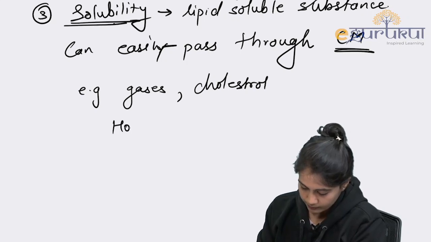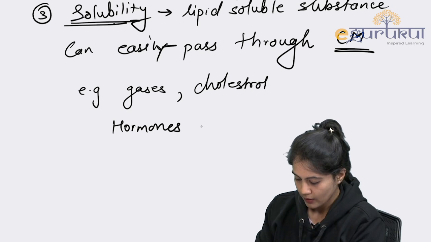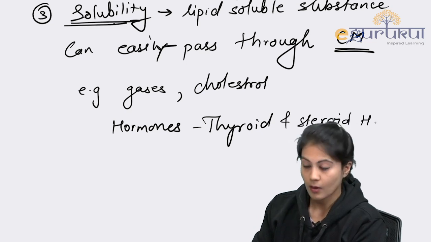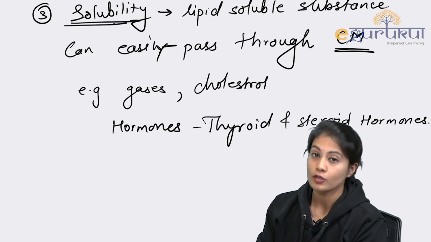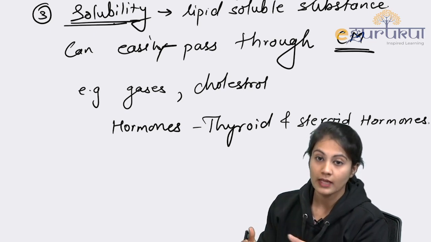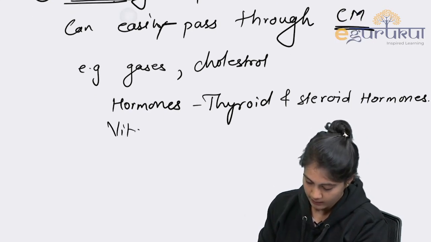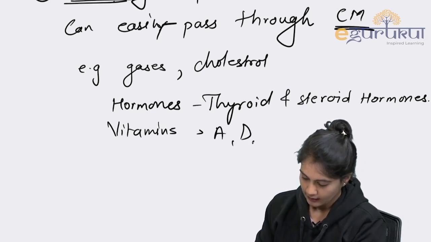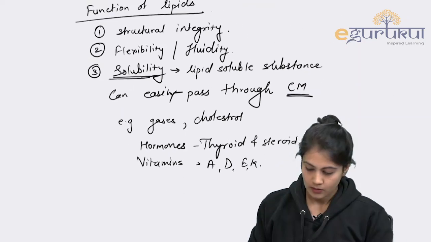Some hormones, for example, the thyroid and the steroid hormones, can also cross because they are lipid soluble. They are lipid soluble, so they can pass through it. And what else? The vitamins which are lipid soluble: yes, A, D, E and K.